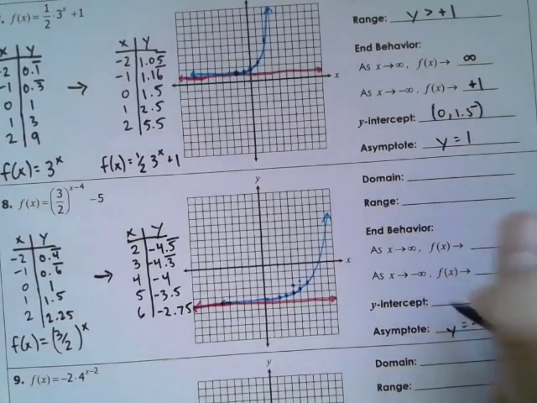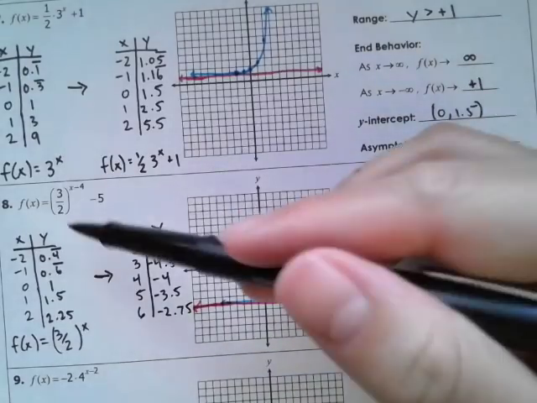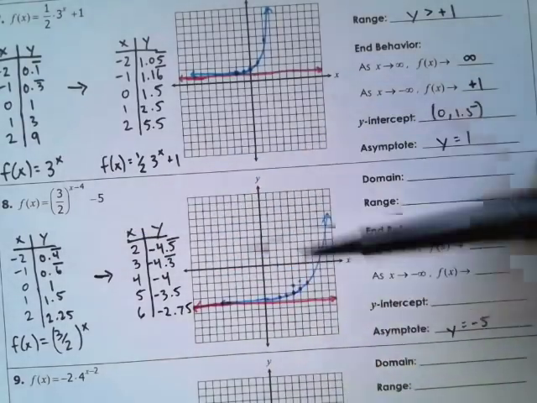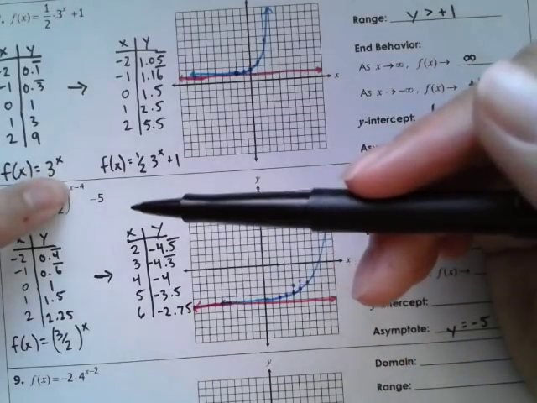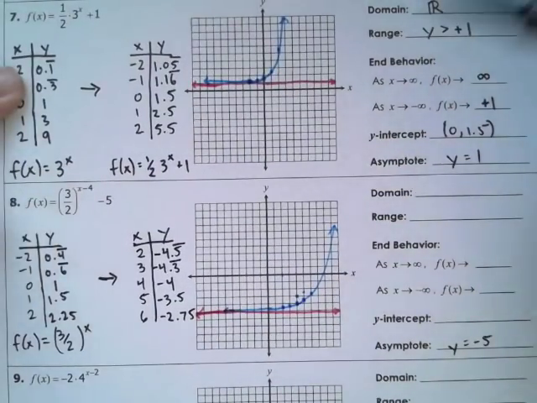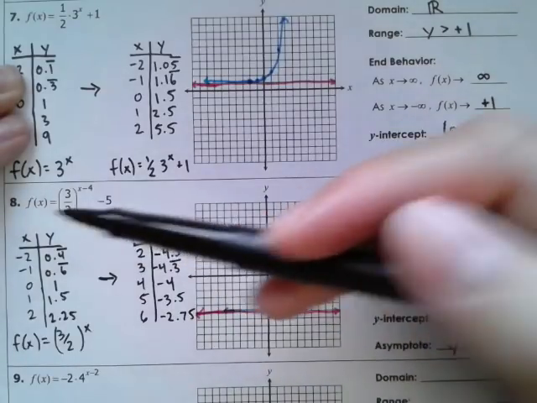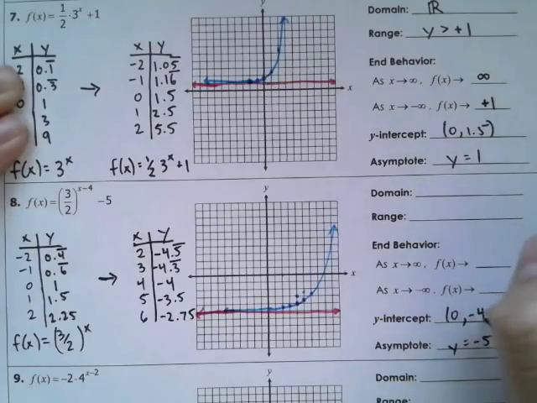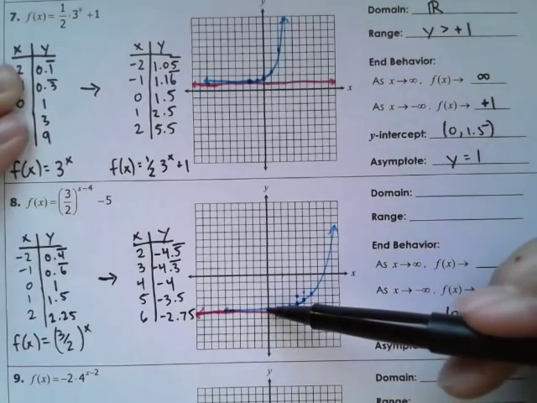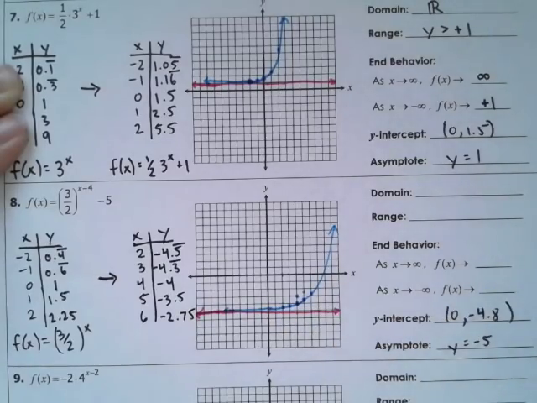My y-intercept, this one might not work out so neatly, but if you plug in 0 for your x here, okay, and then see what this function outputs, you're going to get negative 4.8 roughly. Okay, so this y-intercept there is negative 4.8.